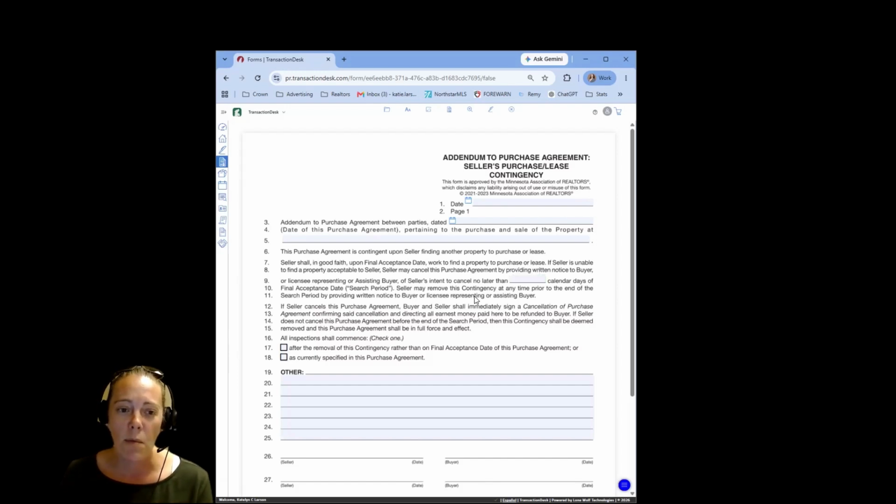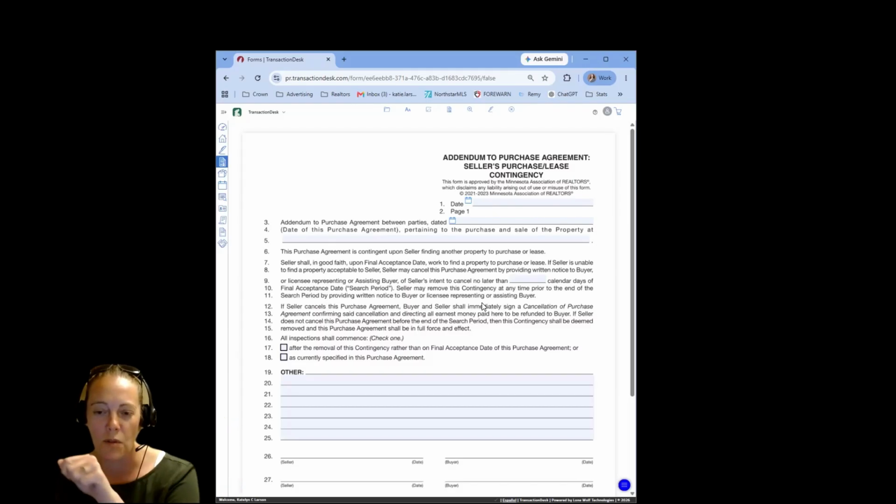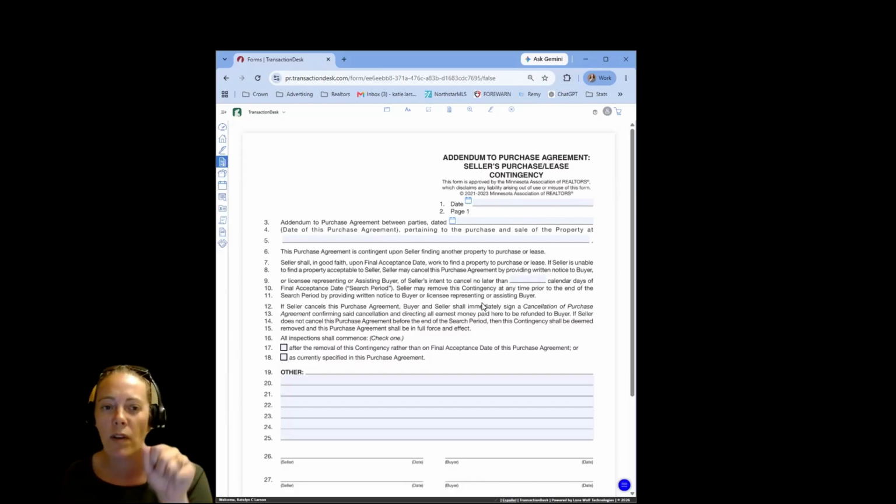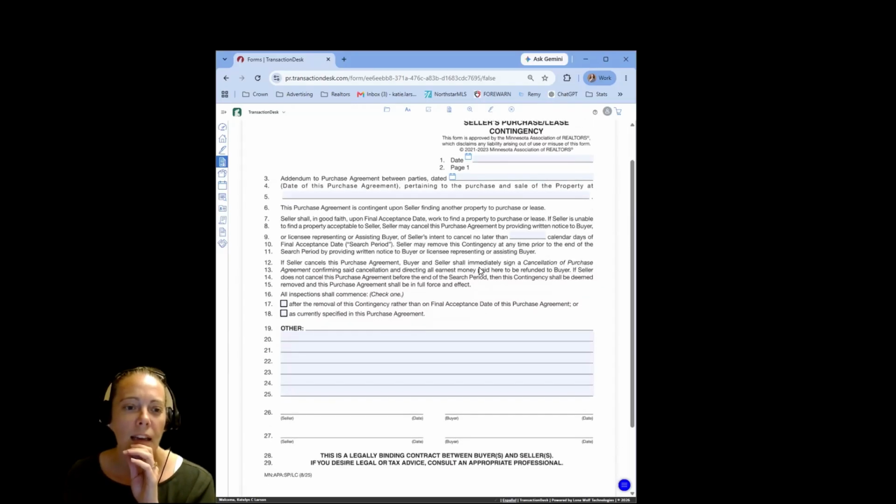Now, it says seller may remove this contingency at any time prior to the end of the search period by providing written notice to buyer or licensee. So that's as easy as an amendment saying seller has found a house, we shall move forward to closing. Or seller is removing their seller's purchase lease contingency, buyer and seller shall move forward to closing, right? Easy peasy, nice in writing.